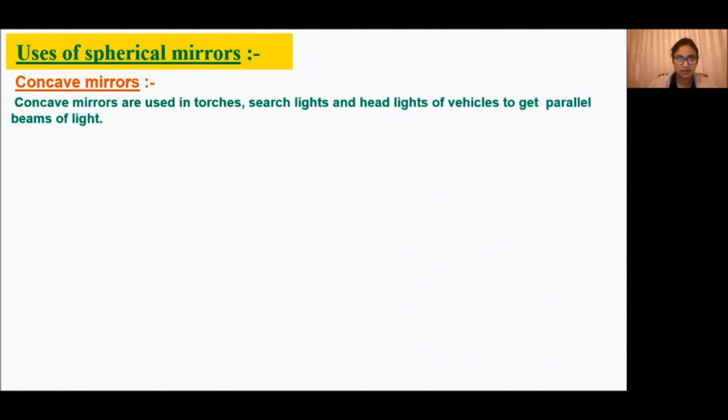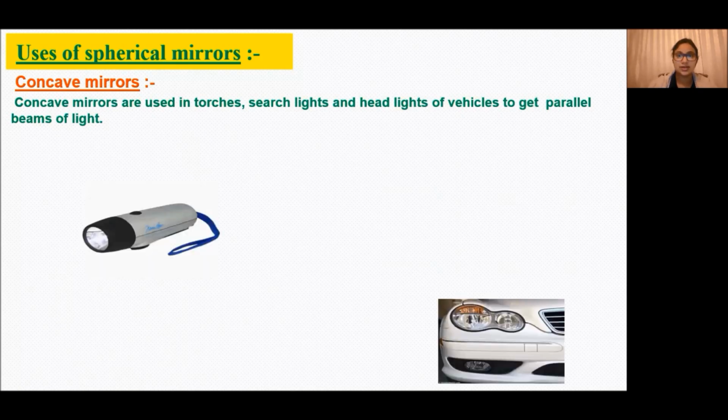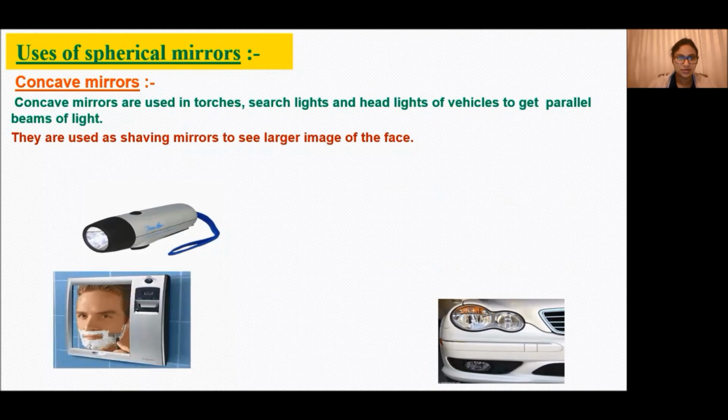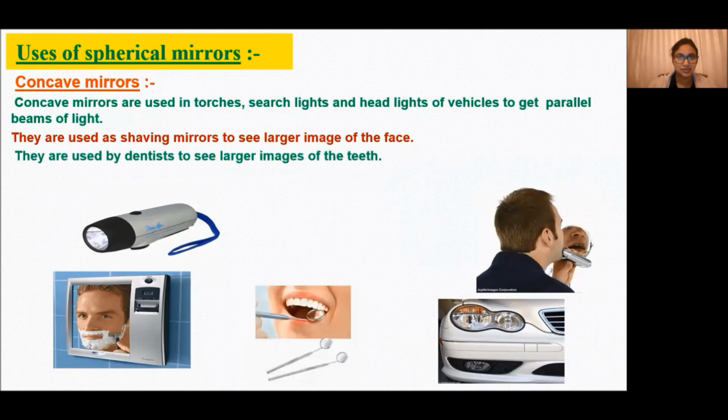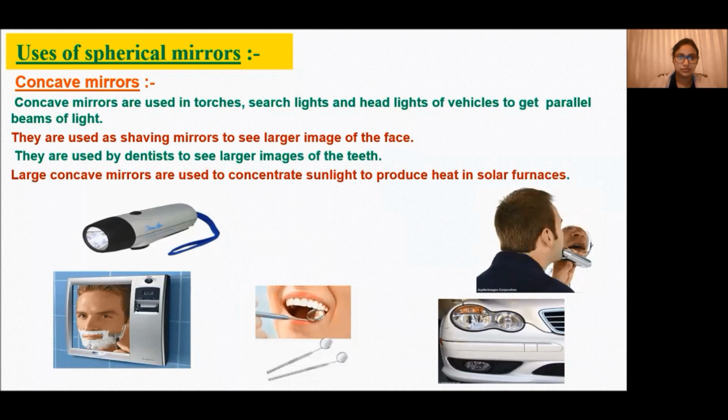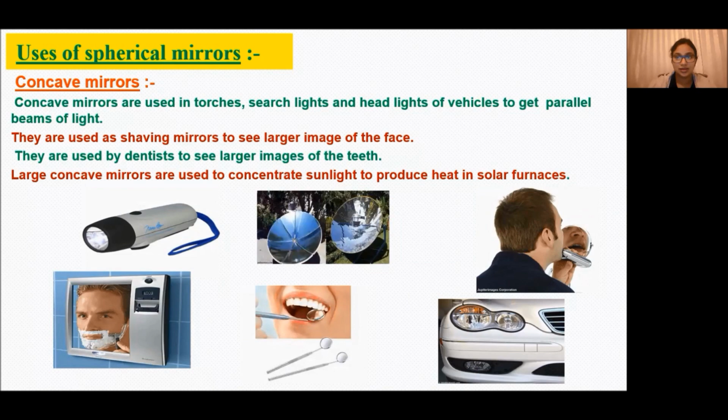Spherical mirrors are used in many ways in our daily life. Concave mirrors are used in torches, searchlights, headlights of vehicles, etc. They are also used as a shaving mirror, and by the dentist to see larger images of the teeth. Also used to concentrate sunlight to produce heat in solar furnaces.